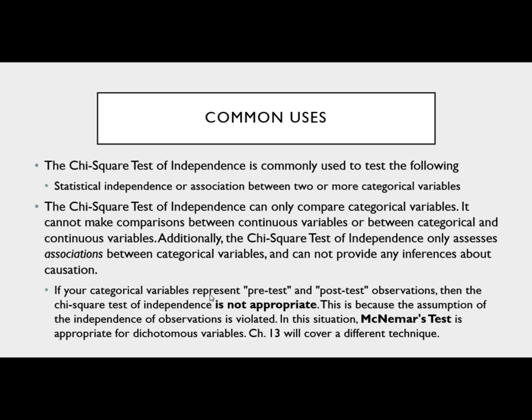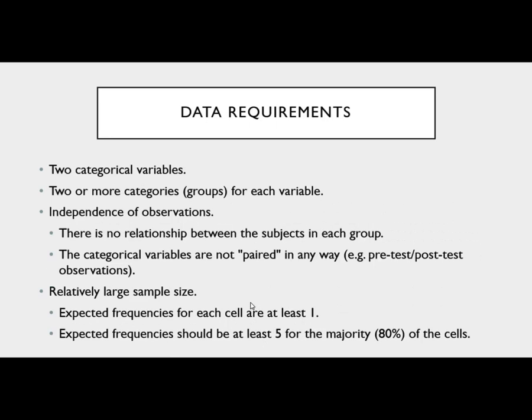If your categorical variables represent pre-test and post-test, then the chi-square test of independence is not appropriate. This is because the assumption of independence of observations is violated. In this situation, we're going to use McNemar's test, and I'll show you what that is, but it's only appropriate for dichotomous variables. In Chapter 13, we'll cover a different technique to do that.